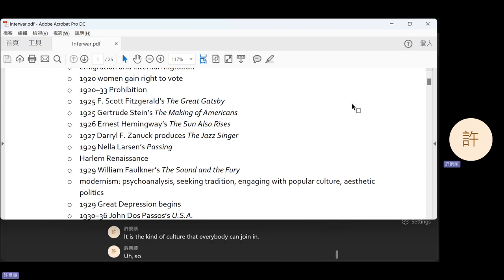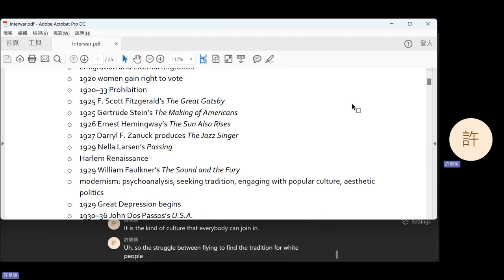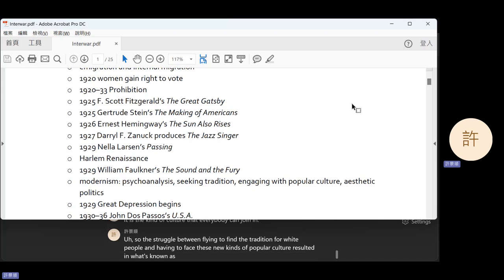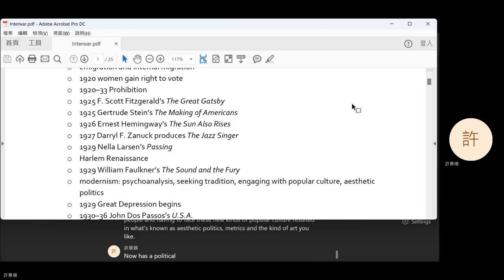So the struggle between trying to find a tradition for white people and having to face these new kinds of popular culture resulted in what's known as aesthetic politics. The kind of art you like now has a political meaning, especially during the Red Scare, right?